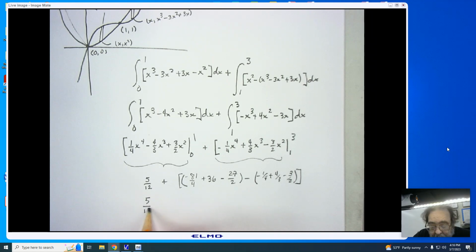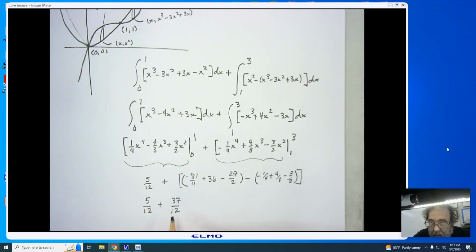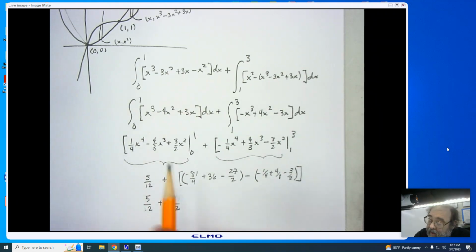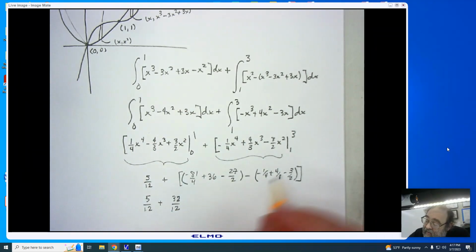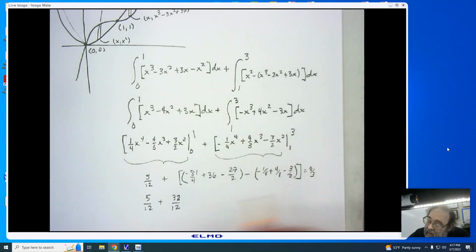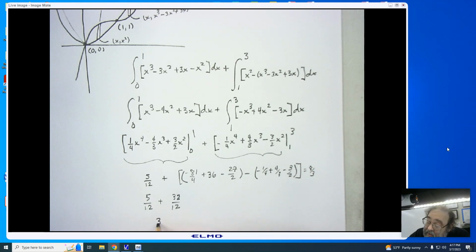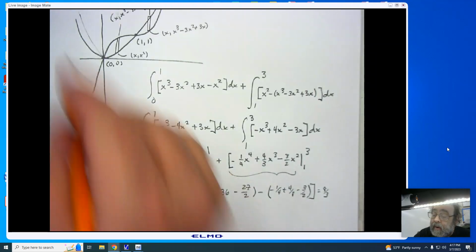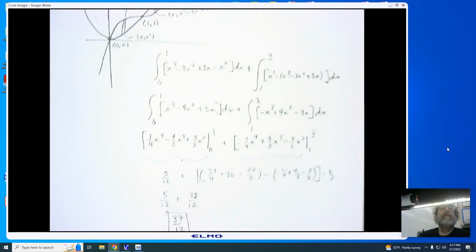So I have this 5/12, and I'm adding to it 37/12. And I end up having a total, 32/12. Let's make sure I get that right. 32/12. And that's after getting the common denominator, because we end up having this equaling 8/3. Gives me 32/12 for a total of 37/12 is our answer. And that's number 31. This brings us to number 33.